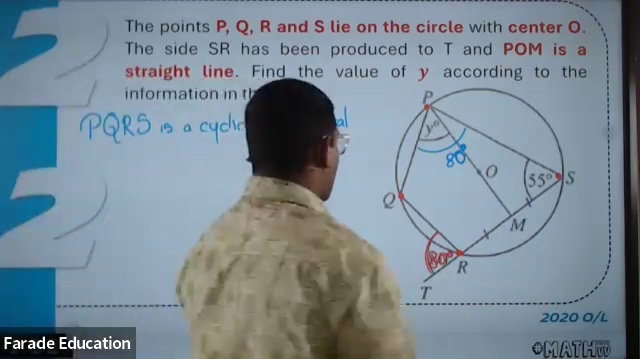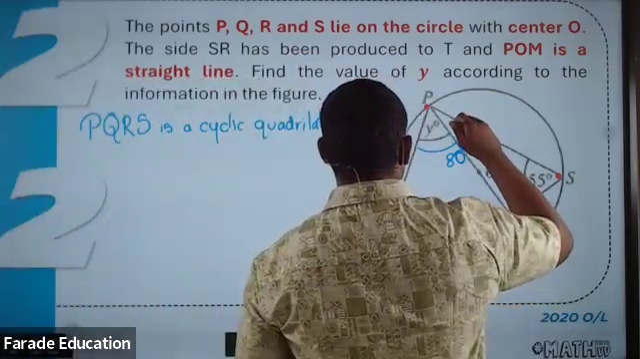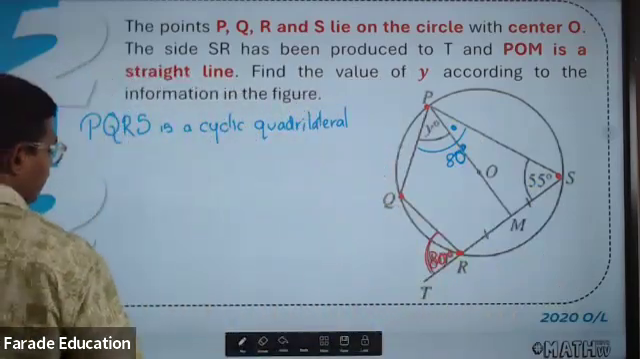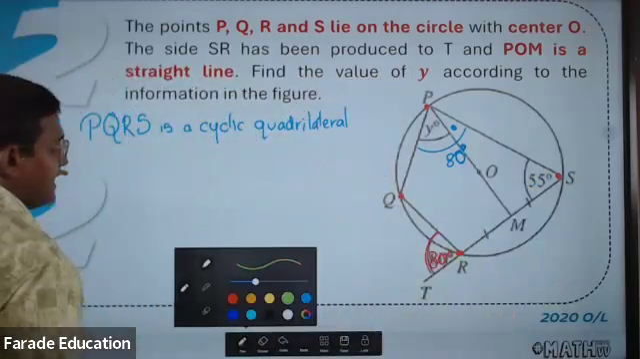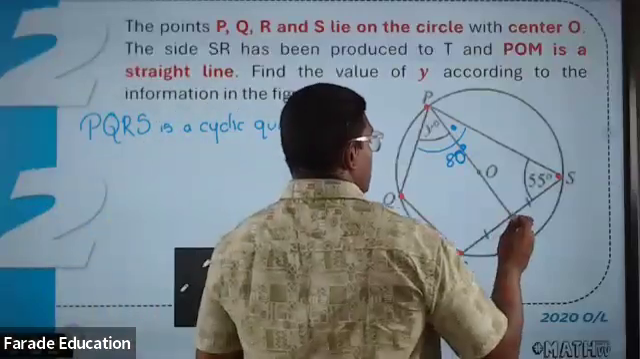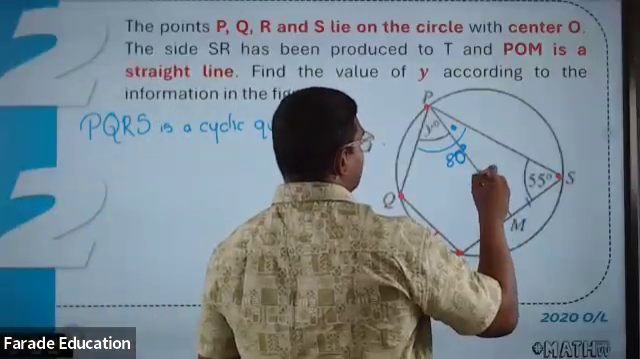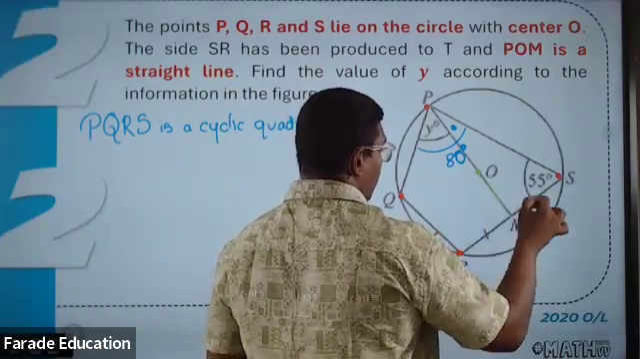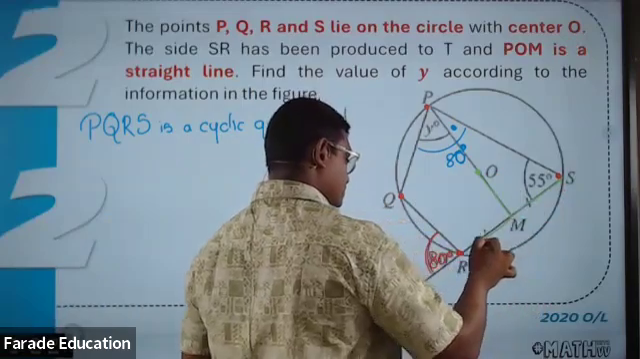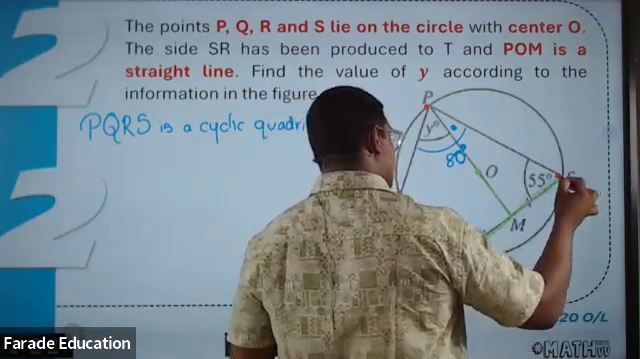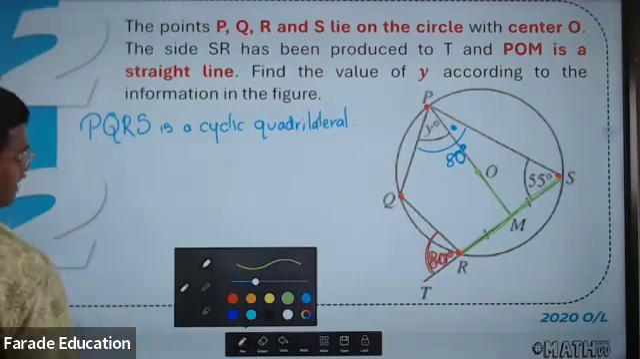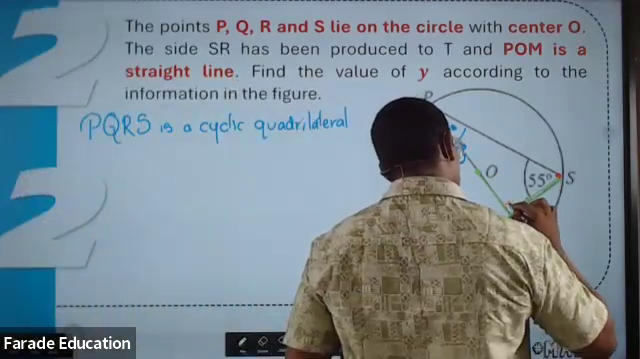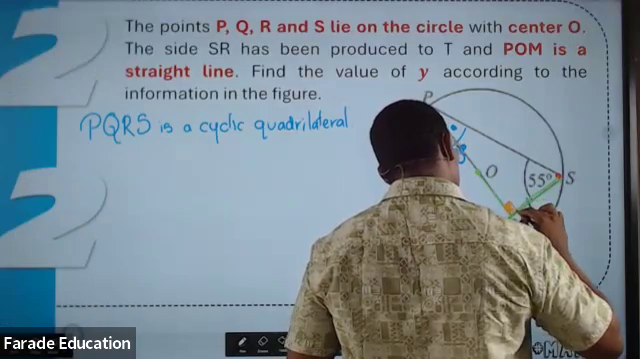I need to find the value of y. What I'm missing is this angle. Okay? According to the first theory that we studied, the line connecting the center of the circle to the midpoint of a chord is what? Perpendicular.